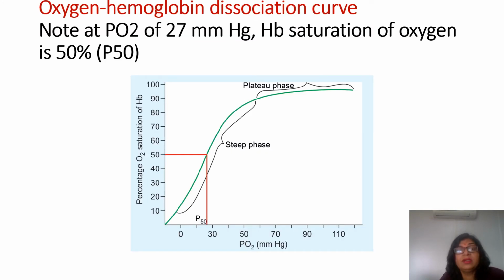So this is the curve. You can see the range of PO2 from 0 to 100 and percentage saturation of hemoglobin from 0 to 100. You can see this curve is sigmoid in shape. This is a very important point to remember. And you can see the steep part, and this is the plateau part above 70 mmHg.